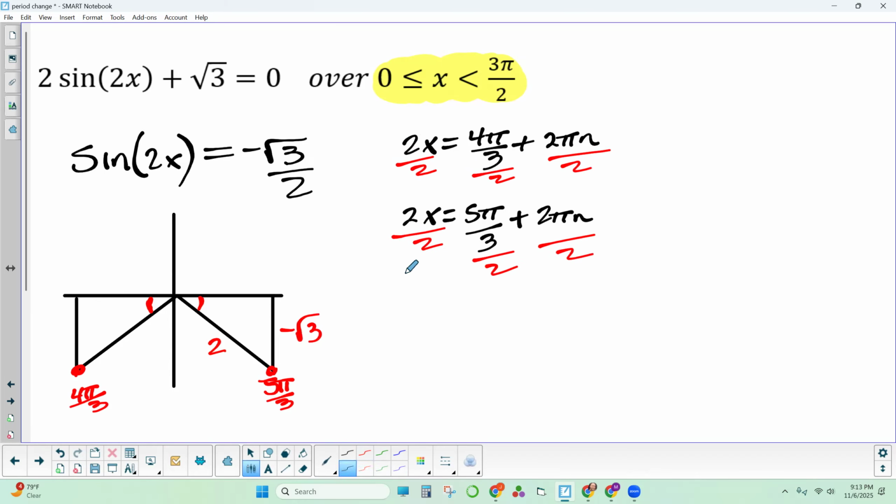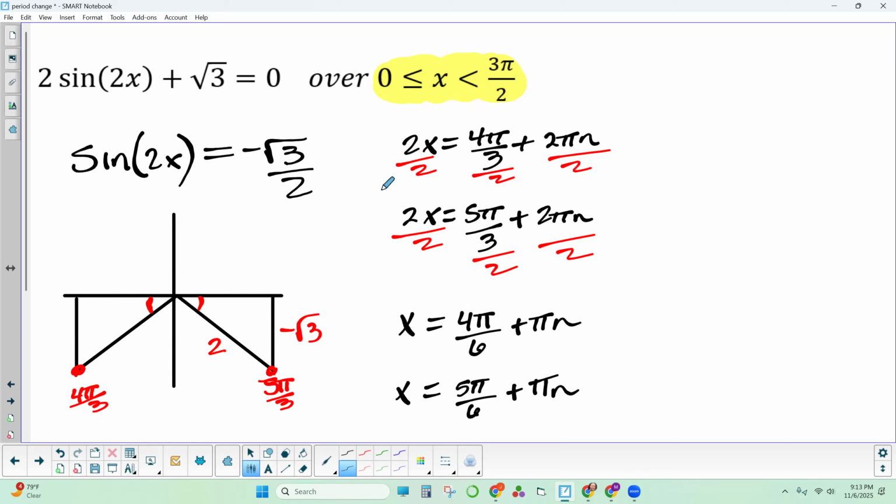Okay? And when I do that, I get x, and then 4 pi over 3 divided by 2 is 4 pi over 6, plus 2 pi n over 2 is pi n. I'll do the same down here. 5 pi over 3 divided by 2 is 5 pi over 6. And 2 pi n divided by 2 is pi n. Now, these are my solutions for all angles.